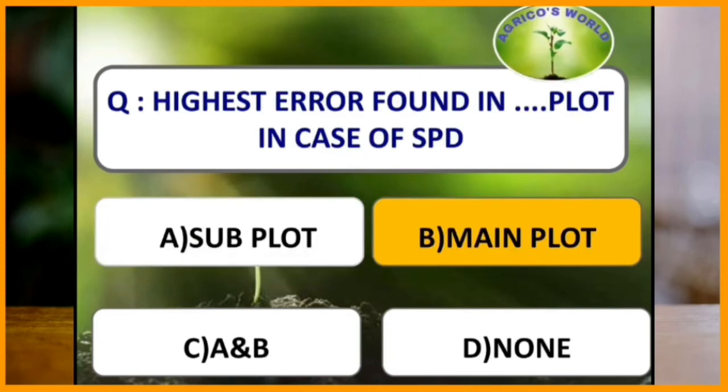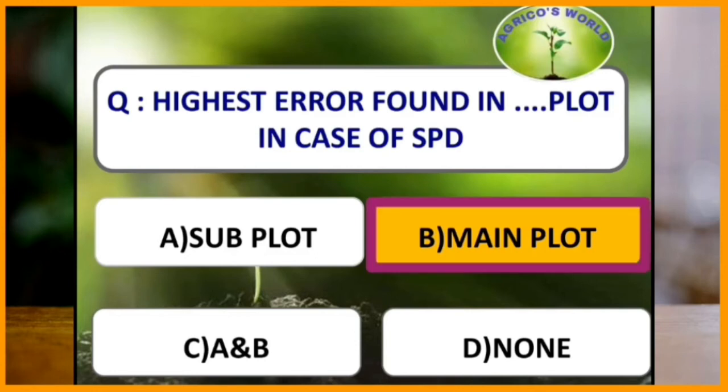Higher error is found in which plot in case of split plot design? When we are going for the split plot design, the error is highest in case of the main plot and the error is lowest in case of the subplot.